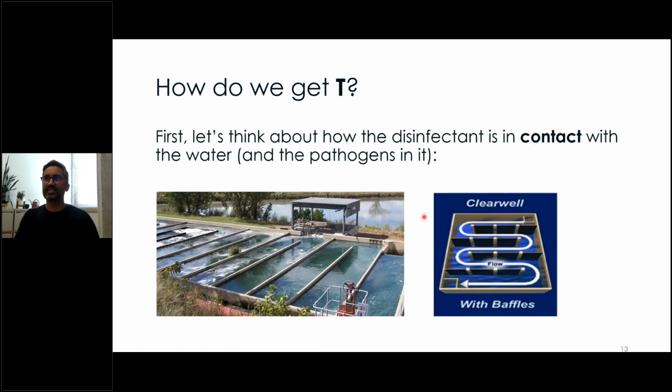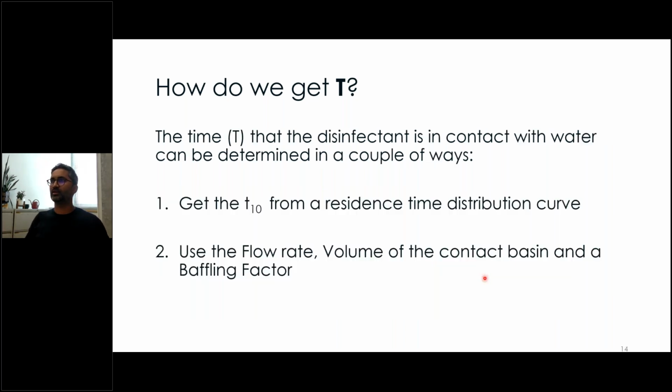Okay, so that's C. T requires a little bit more work, and it has to do with the type of basin in which your chlorine is going to be in contact with the water. Some of the things that come into play are the shape of the vessel, whether it's a cylinder versus a rectangle, and whether or not it has baffles. For example, baffles like this help increase contact time, right? The water has to spend more time in the tank if it has to flow through and around these different baffles. So we'll look at how that plays a role in calculating our T.